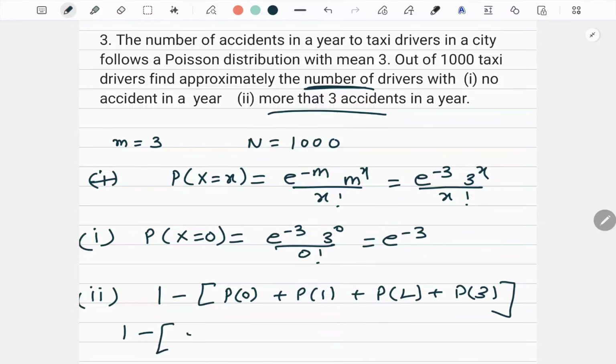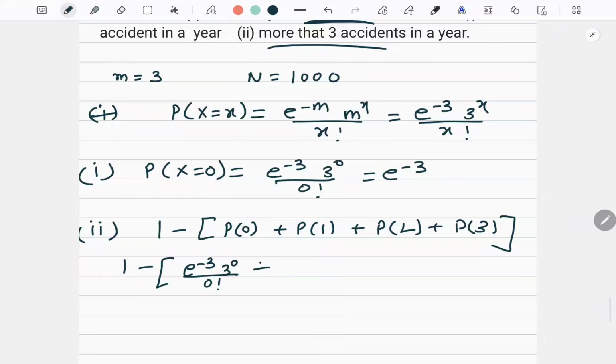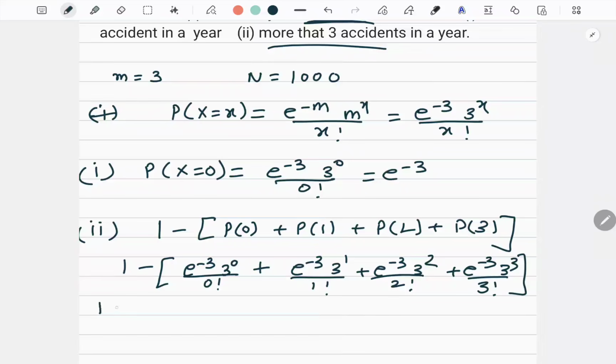1 minus e to the power minus 3, 3 to the power 0 upon 0 factorial plus e to the power minus 3, 3 to the power 1 upon 1 factorial plus e to the power minus 3, 3 square upon 2 factorial plus e to the power minus 3, 3 cube upon 3 factorial. Now this easily you can solve by taking out e to the power minus 3 common. When you take e to the power minus 3 common, you are left with 1 plus 3 plus 3 square by 2 plus 3 cube by 3 factorial, that is 6. Right? Now take out calculator, find out the value of e to the power minus 3.